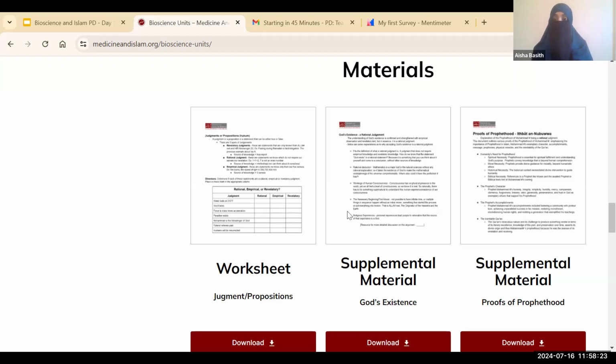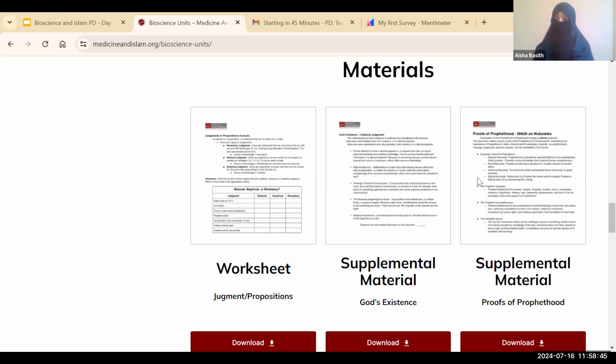And the two things that I feel are very helpful for teachers is, like Dr. Asim mentioned, that the existence of God is a rational judgment, right? And that's really shocking to a lot of students, right? They think no, this is something we get from revelatory information, right? But in reality, it's a rational judgment. And this document goes through how we understand it as a rational judgment.